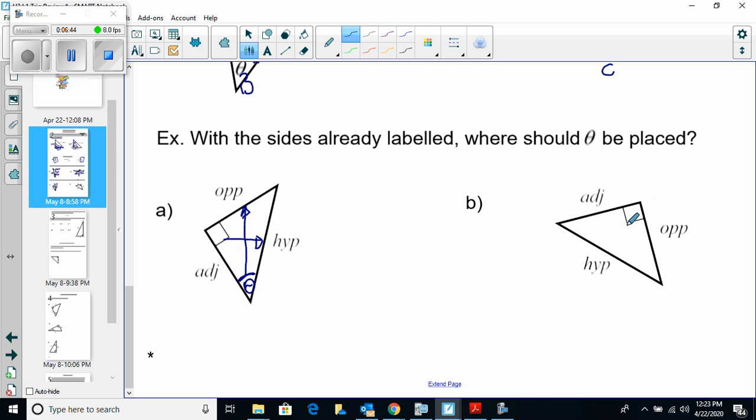Now, next one, again, the hypotenuse is opposite of the 90-degree angle, and the angle that is opposite to the opposite side is the angle theta that we are looking for. And even on this triangle, you can see that this angle theta is looking at the opposite side and is supported by the adjacent side.